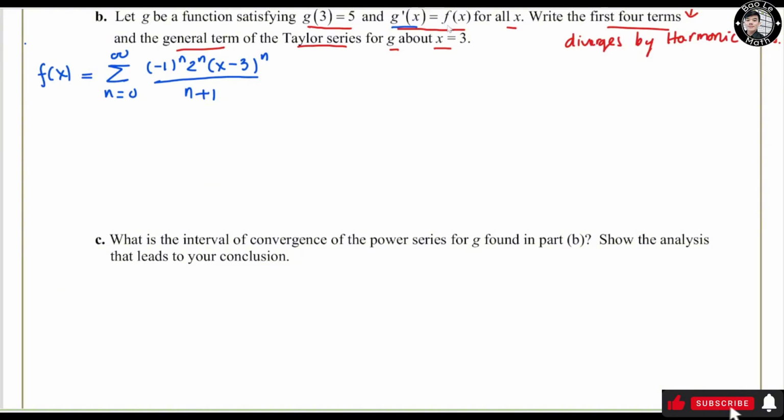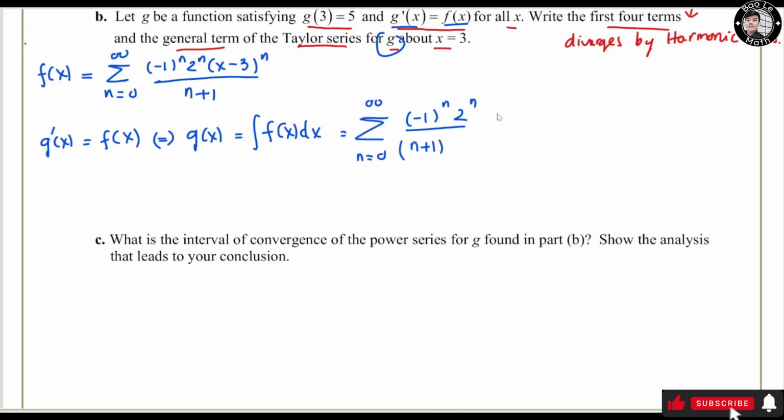Now g prime of s equals f of s. Now we need to find the function g, so we need to take the antiderivative of both sides. So we have g of s equals the antiderivative of f of s ds. So we're going to take the antiderivative of this one. Now look at this part right here. They are constants, so I just rewrite this one. Now for this one right here, I just use the power rule. So it's going to be s minus 3 raised to the n plus 1 over n plus 1.